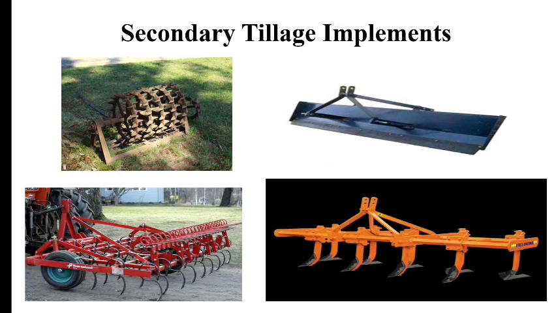Again, the secondary tillage implements. The first image is the clod crusher, which is used to break the clods of soil and make soil uniform. At the left corner is the harrow, which is used to cut grass and clods. At the right corner is a cultivator, which is tine type, and at the top right is a leveler. So these are some common implements used in primary and secondary tillage. You should know how to differentiate them.